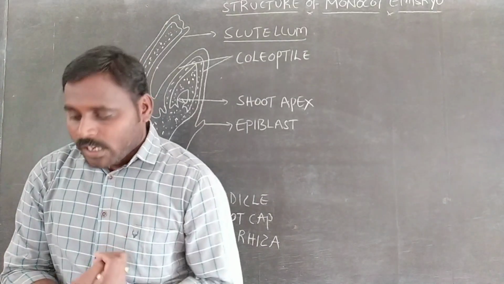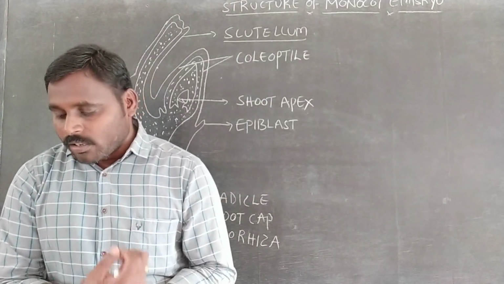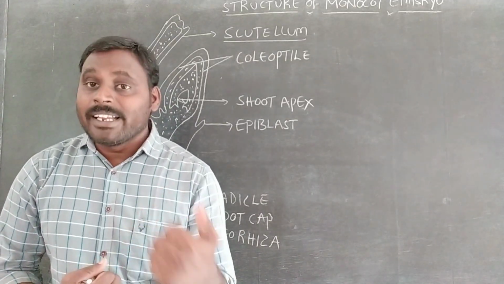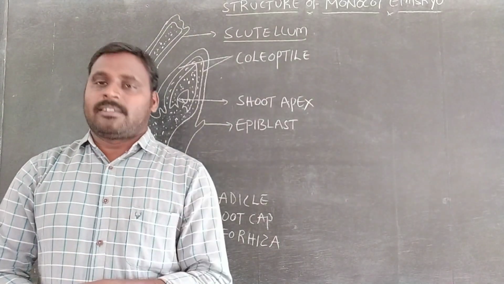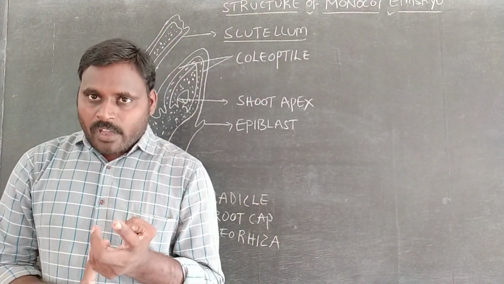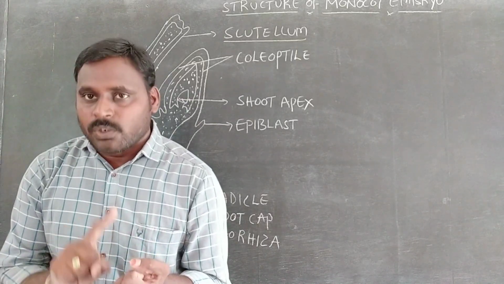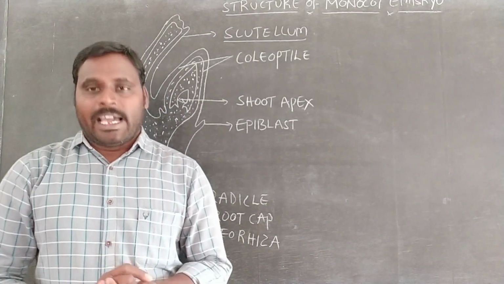But where is this scutellum present? The cotyledon, called the scutellum, is situated towards one end, the lateral side of the embryonal axis.